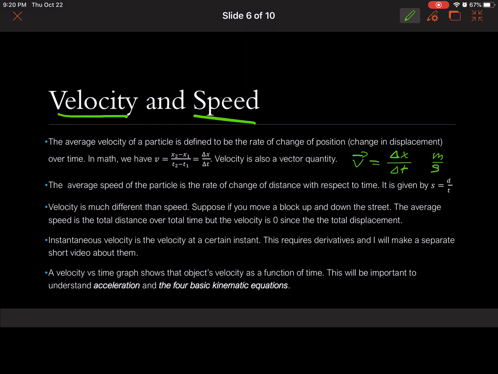I also wrote it down here. Basically, final position minus initial position divided by change in time. Okay. So I'll just give you some time to take that in.